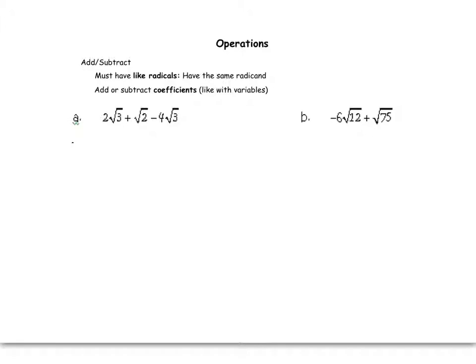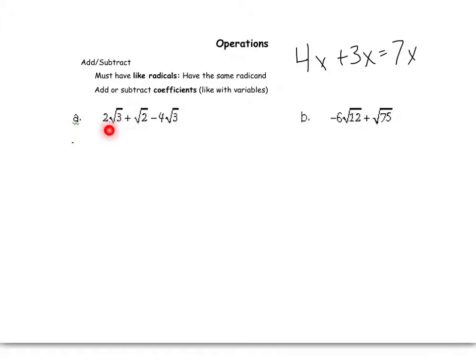So, first things first, operations. Adding and subtracting radicals. I like to think of it just like you do with variables. So with variables, 4x plus 3x equals 7x. It's the same idea with radicals.